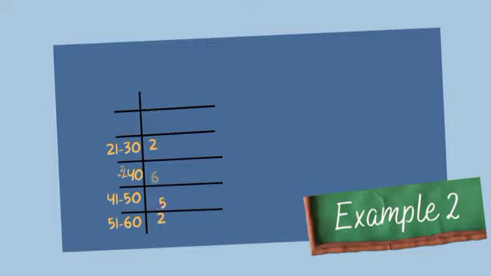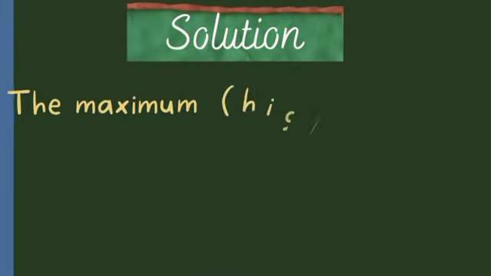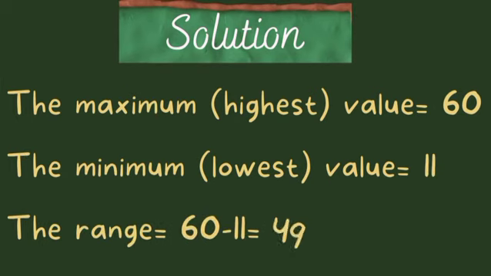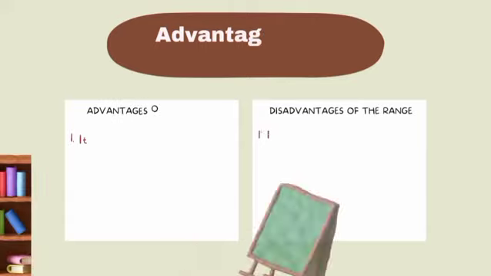What you need to do is to get the maximum or the highest score, which is 60, and the minimum or lowest score, which is 11. Now to get your range is the 60 minus 11. You are subtracting the 11 from the 60, so you get 49 as your range.